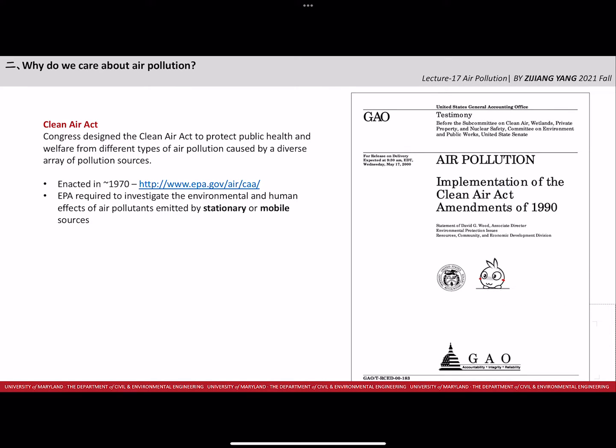And because of air pollution and air pollutants, it was addressed by human beings. In the United States, we have the Clean Air Act. It was enacted in 1970, but it has different amendments. As far as I know, the latest amendment is in 1990, when I was young, when I was 0 years old. So the EPA is required to investigate the environmental and human effects of air pollutants emitted by either stationary or mobile sources.